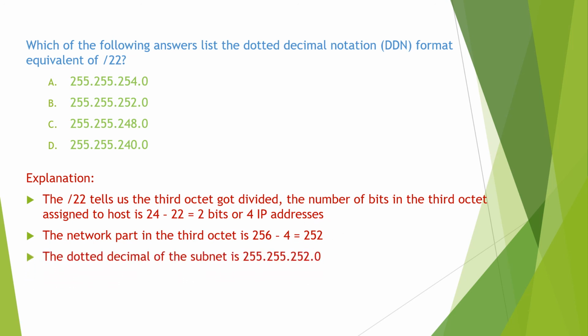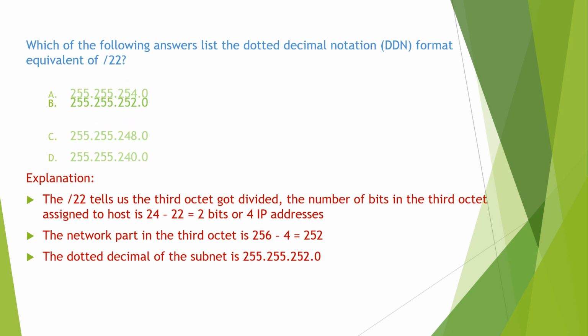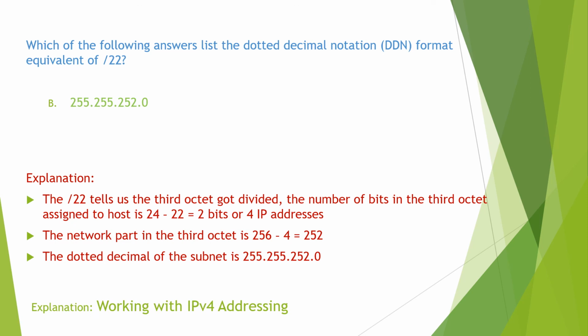So the dotted decimal of the subnet is 255.255.252.0. Therefore, the answer for this question is B. You can find the detailed explanation for this question in the video, Working with IPv4 addressing.